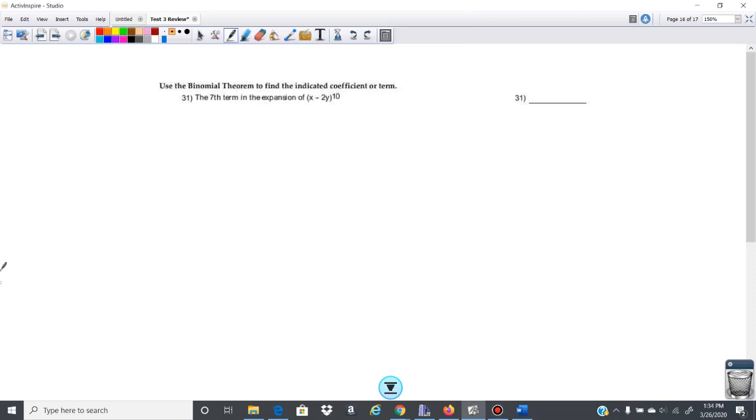All right, in this last problem here, we want the seventh term in a binomial expansion. So we don't have to expand the whole thing. We have a formula for it. So the formula is n choose r minus 1, and then it's going to be the first term, so x, to the n minus r minus 1, and then it's y to the r minus 1.